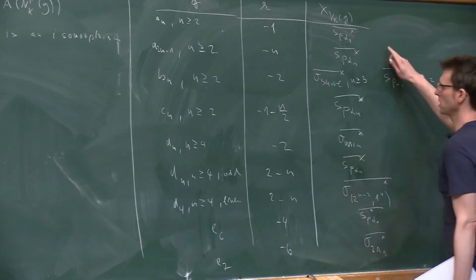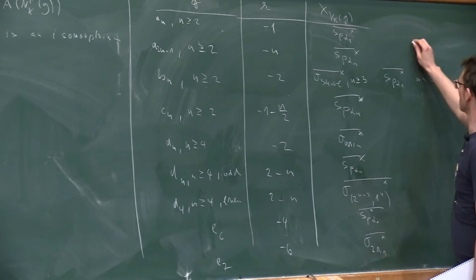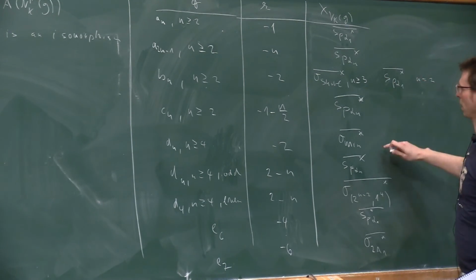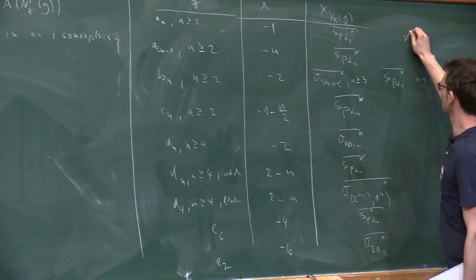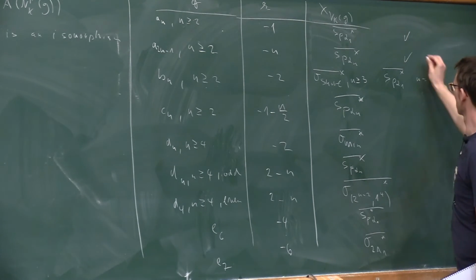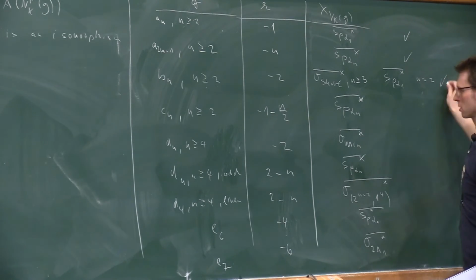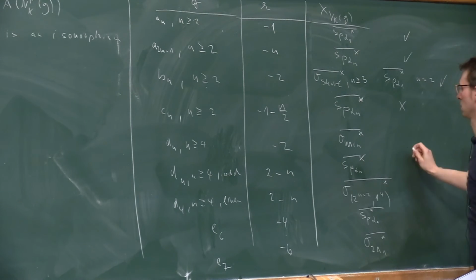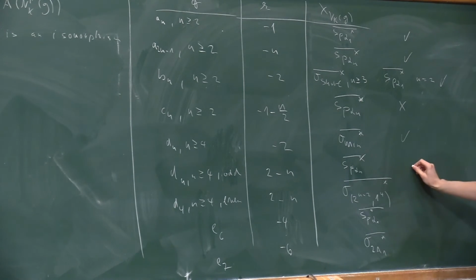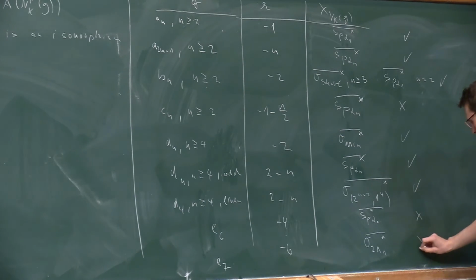Some of these cases are known. This is due to Arakawa and Moreau. So I think this one is known, this is known, this is known, this is new, this is known, this is known, this is also known, and these are new. This now exhausts all cases.